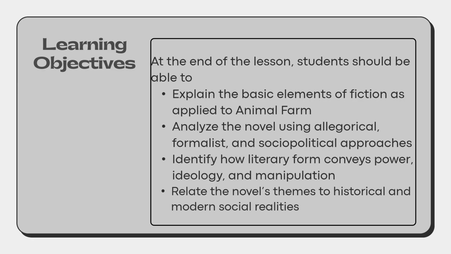By the end of this lecture, you should be able to identify and explain the major elements of fiction present in Animal Farm, including character, setting, plot, conflict, point of view, and theme. You should also be able to analyze the novel using formalist, socio-political, and historical approaches. Finally, you should be able to explain why Animal Farm remains relevant to contemporary societies and political realities.